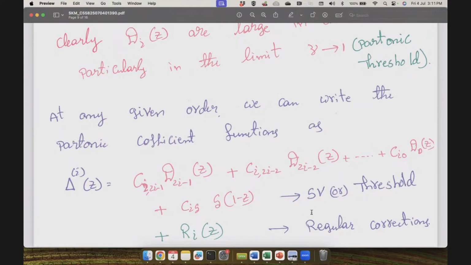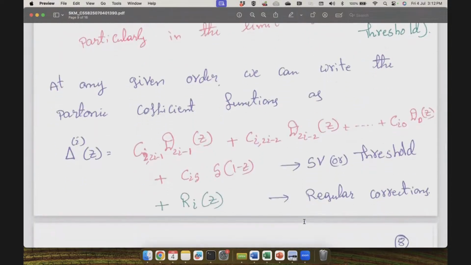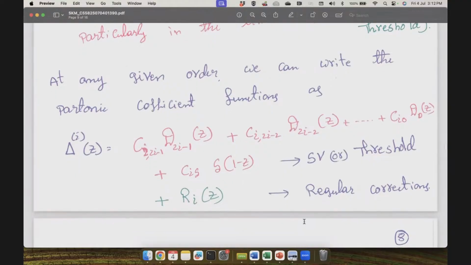These, by definition, are called the soft virtual terms or soft virtual corrections. And delta(1 minus z) comes exactly in the absolute soft limit, or in the virtual limit. All other remaining things are close to the soft and collinear limit. So though it is soft virtual, the collinear configuration is also encoded in there. So these are what we call the soft virtual or threshold limit.